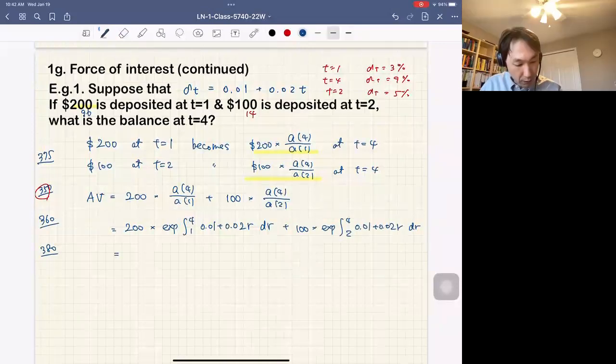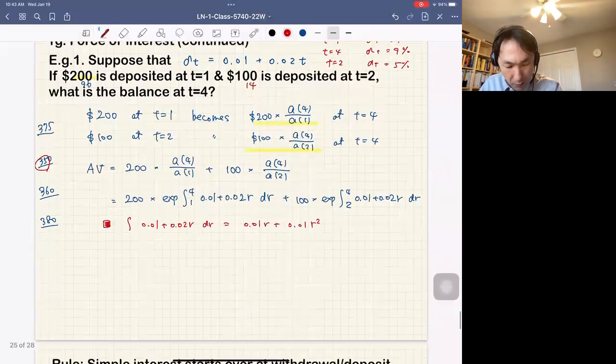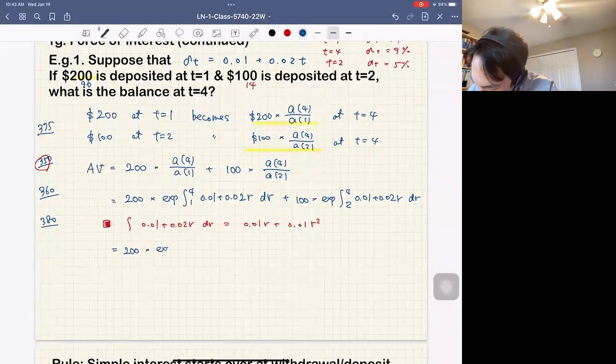So this is equal to what? Maybe I integrate first. The indefinite integral of 0.01 plus 0.02 r dr is equal to 0.01 r plus 0.01 r squared. So you can use this.